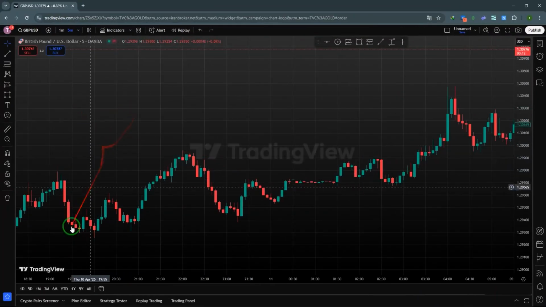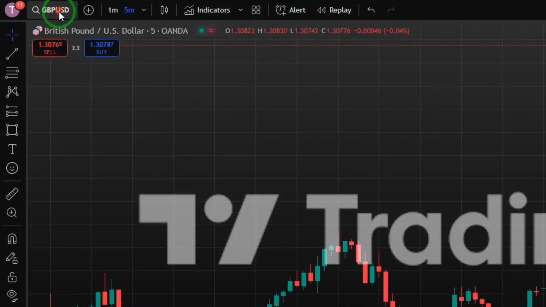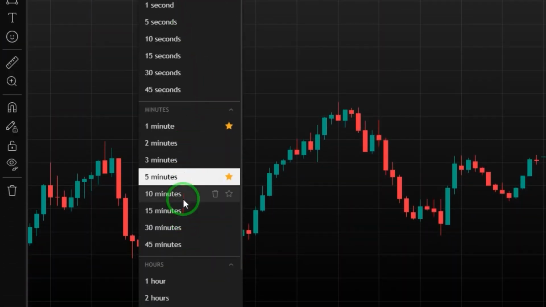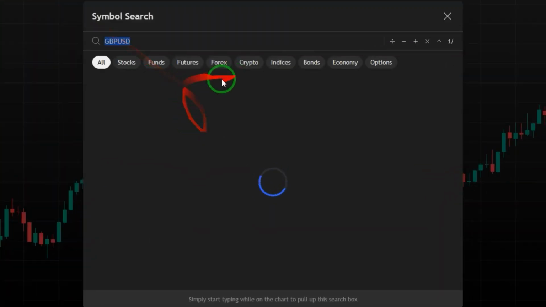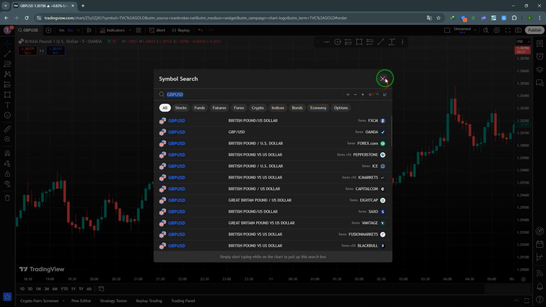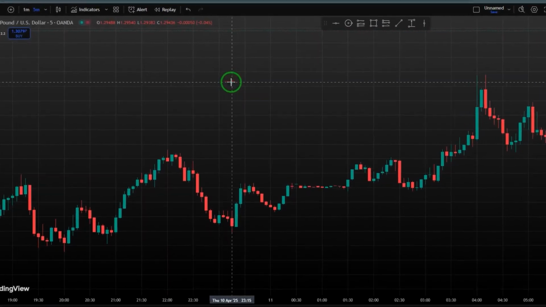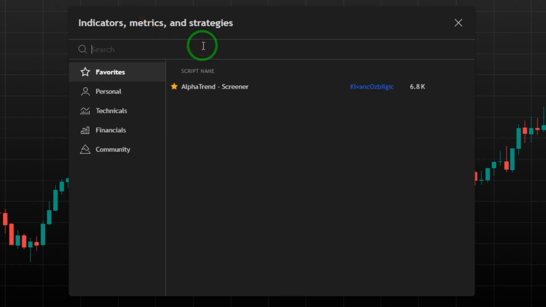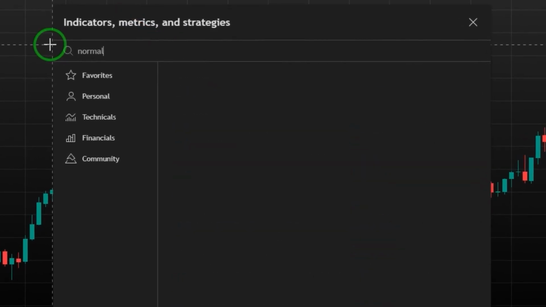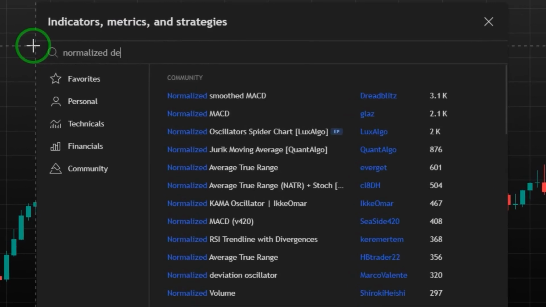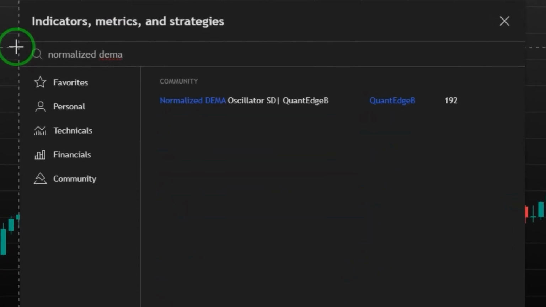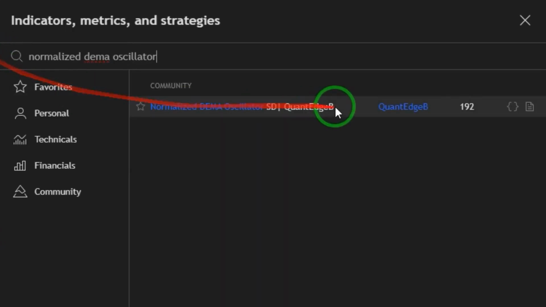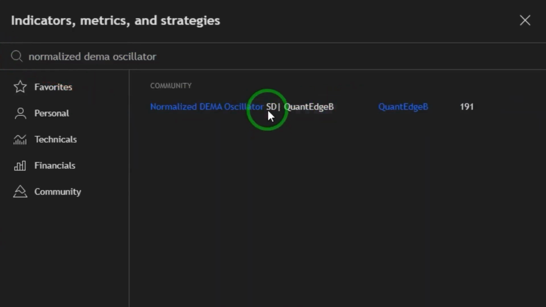As always, open TradingView, select your symbol and set your time frame to 5 minutes. But remember, you can test this strategy on any time frame and symbol you like. Now, we need to go to the most important part, which is adding the indicator to the chart. Go to the indicator section and search for Normalized DMA Oscillator. Now add it to our chart.